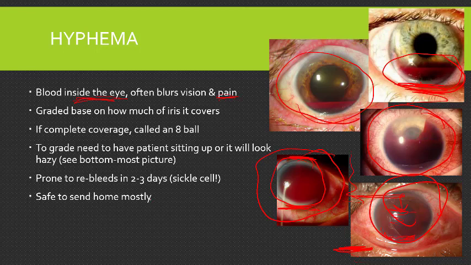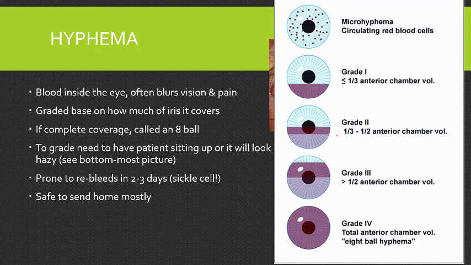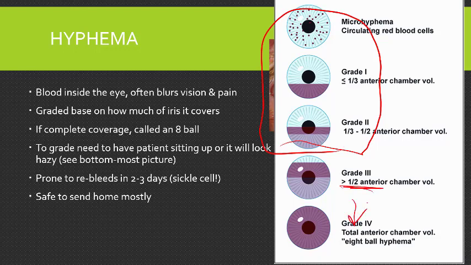Now, some people who have sickle cell can be prone to rebleeds. It's worth your time to know that. If somebody has sickle cell, you should probably be worried about their hyphema. But most of the time, if it is a grade 2 or less, these folks all go home. If it is a grade 3 or more, these folks we need to transfer or call the ophthalmologist to have them see. I would transfer these patients if you don't have an ophthalmologist.